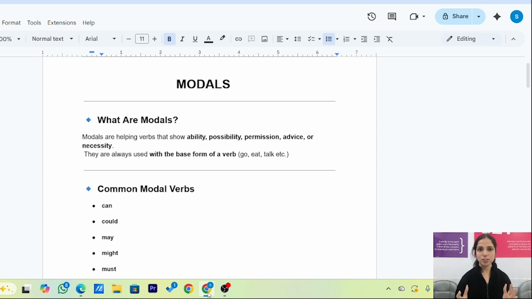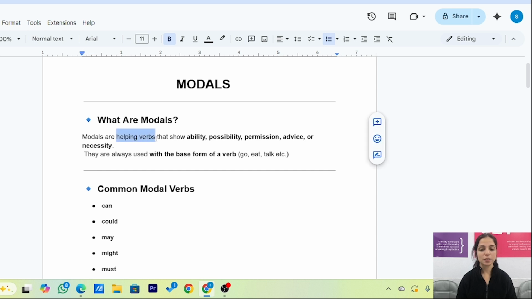In this English series, we are covering every basic fundamental grammar that one should learn if you are starting to learn English from scratch. So, today we will be covering the topic of modals. First, let us understand what modals are. First of all, modals are helping verbs.